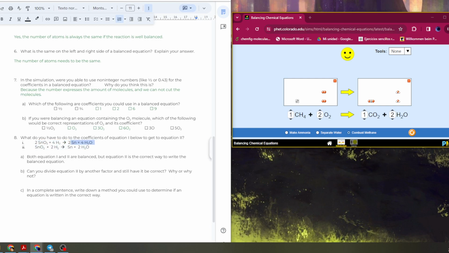But can we divide this equation by another number and have them also correct? No. We can only divide by 1, which is leaving it like it is. Why? Because if I divide by 2, here I will have a 1 and here a 1, but here and here I will have 1/2, un medio, see? And we cannot have non-integers in coefficients, okay? So that's why not.